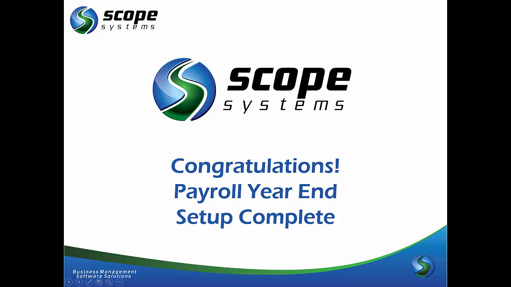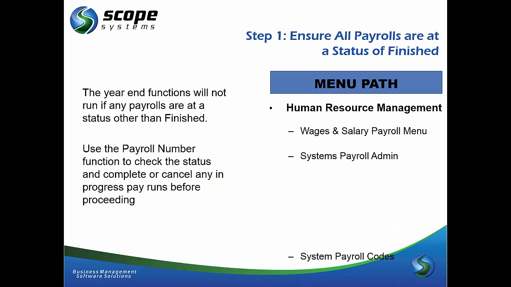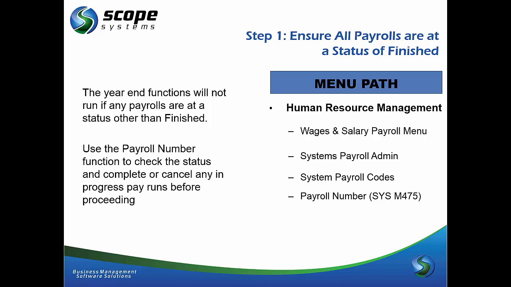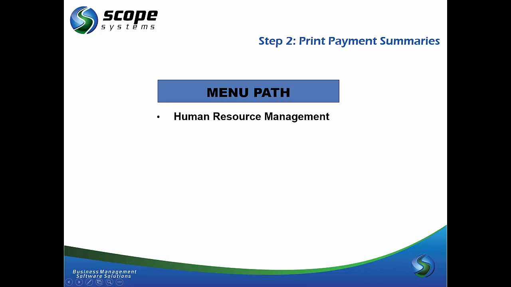So that's the end of your setup. Now we go into processing. You should have your payrolls at a status of finished. You use the payroll number function to check the status and make sure they're all at a status of finished before you go ahead with your year-end processing. So your payroll list should look something like this, everyone showing finished.